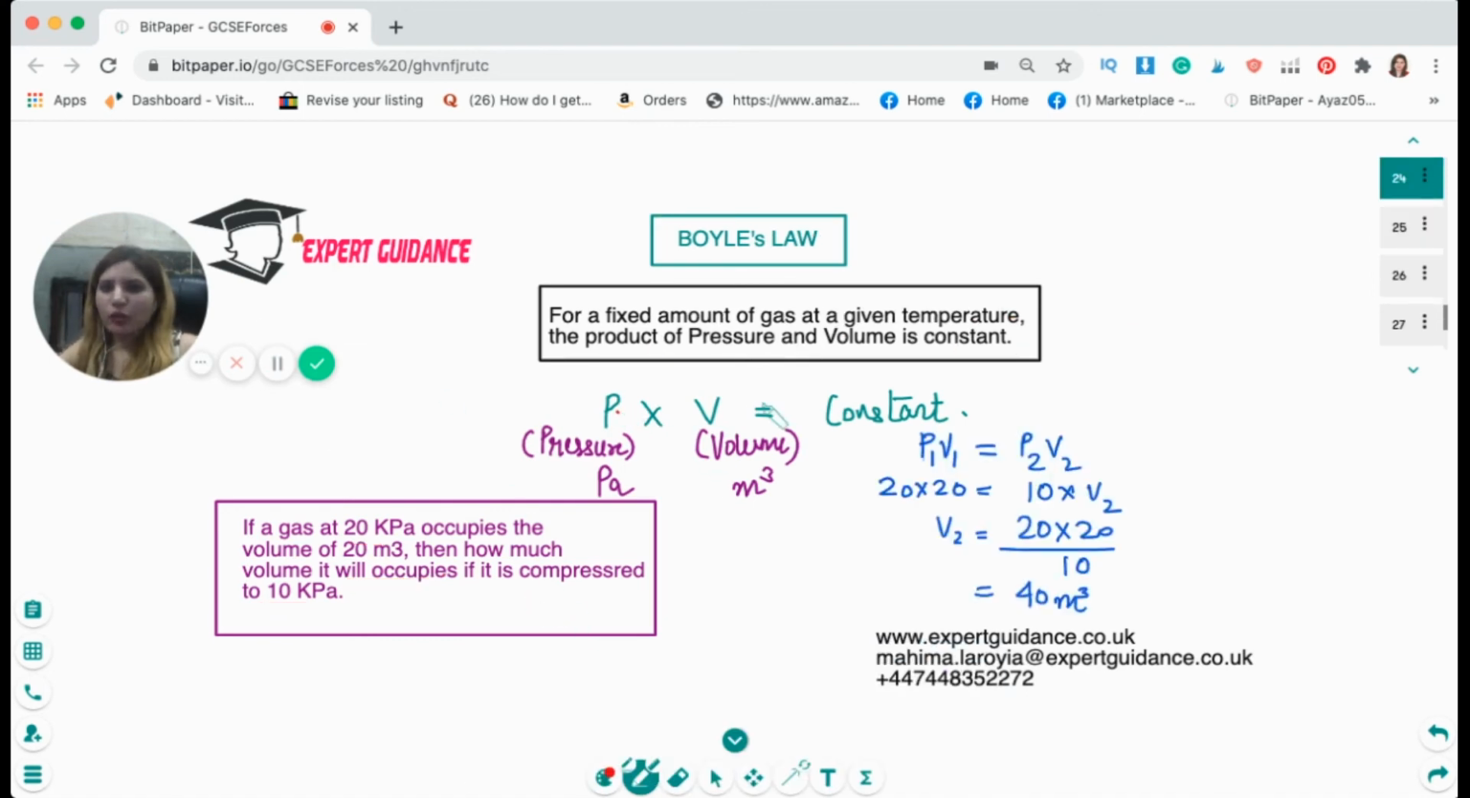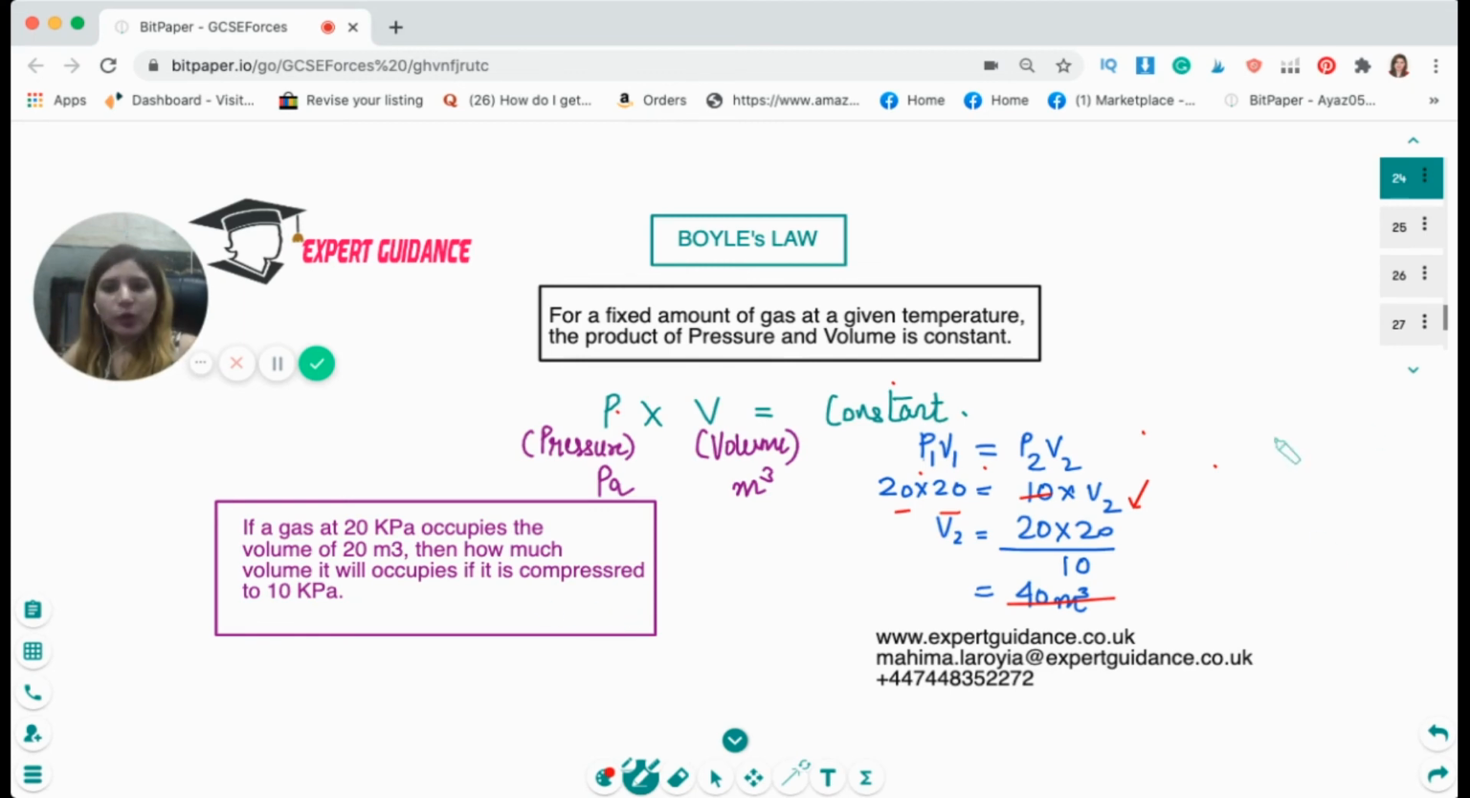All right, so we know PV is constant. So P1 V1 equals P2 V2. Our pressure 1 is 20, volume 1 is 20. Pressure 2 is 10, but we do not know what is volume 2. We arrange this and we'll get 14 meter cube should be the new volume. As the pressure has decreased, my volume won't increase.